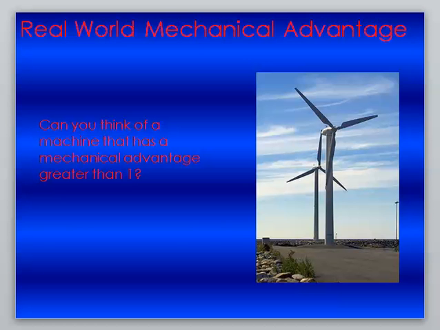Real-world mechanical advantage. Can you think of a machine that has a mechanical advantage greater than 1? Most machines are going to have a mechanical advantage of greater than 1. An inclined plane has a mechanical advantage of greater than 1. An inclined plane could be like a ramp, maybe for someone who's in a wheelchair, where you're trying to get them to a higher situation. Most pulleys, and not really just a simple pulley, but a block and pulley system, have a much higher mechanical advantage than 1.